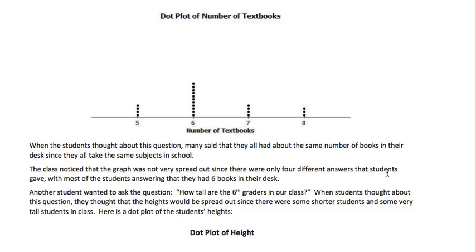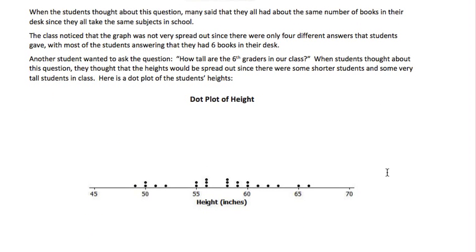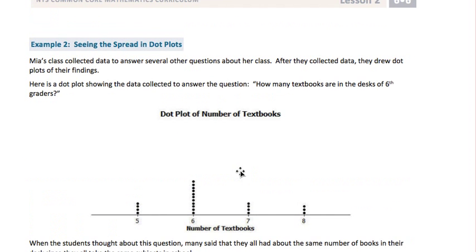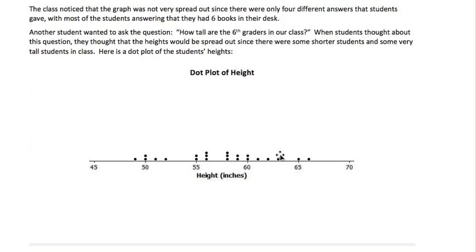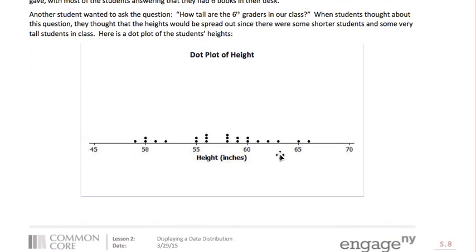Another student wanted to ask the question, how tall are the 6th graders in our class? When students thought about this question, they thought that the heights would be spread out, since there were some shorter students and some very tall students in class. So here's a dot plot of this student's heights. Notice how much more spread out this data is than the data for the textbooks. Both are statistical questions, but the answers are closer together for one than the other.